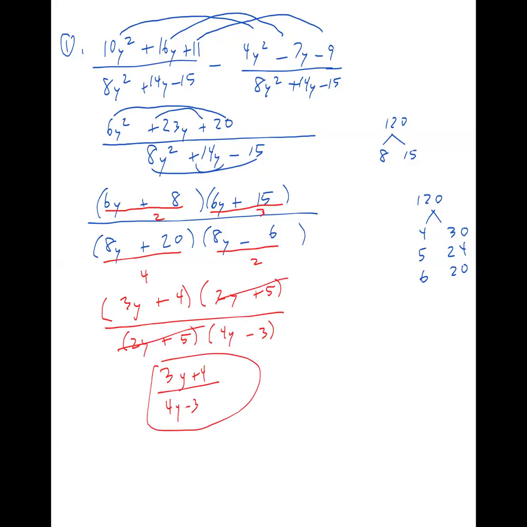Perfect. Now let's go to problem number 2. So this one says 4 over x minus 3 plus 7 over x plus 2. Notice that they don't have the same denominator. So we're going to play the jealousy game. This fraction is jealous of the x plus 2 denominator the other fraction has. So we're going to add that one to the top and bottom.